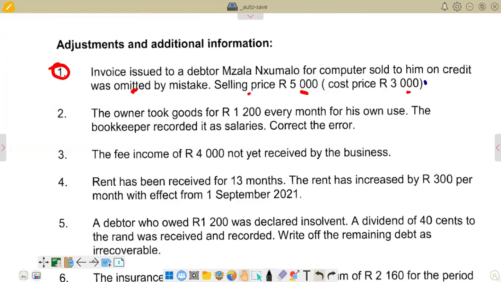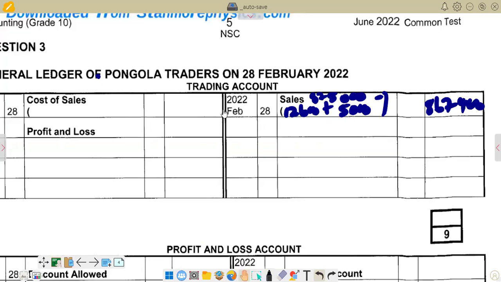So if you go there, we just summarize now in brackets on cost of sales by saying 500,000 plus 3,000. Then you add the two, you are supposed to get 503,000. So this is what we have. So these are the entries that are supposed to be in the trading account.